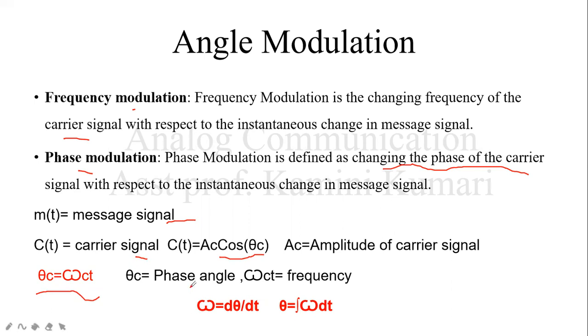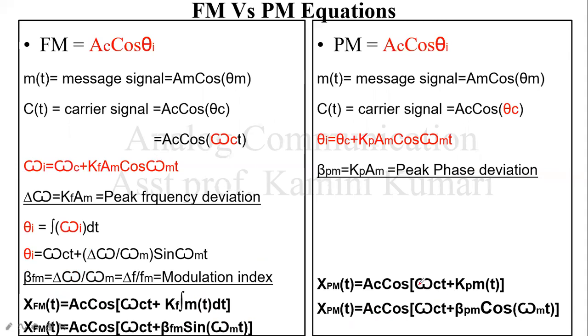So we have two equations that are very important. The first is that frequency is nothing but the derivative of phase. The second one is that phase is nothing but the integrated form of frequency. So we need to remember these two equations for the derivation of the frequency modulated wave and the phase modulated wave equation. So this is your FM versus PM equation.